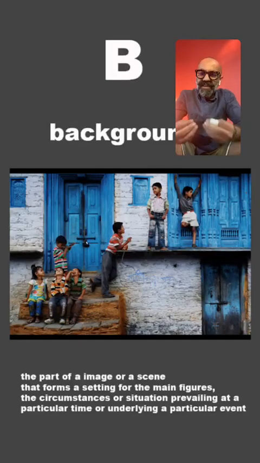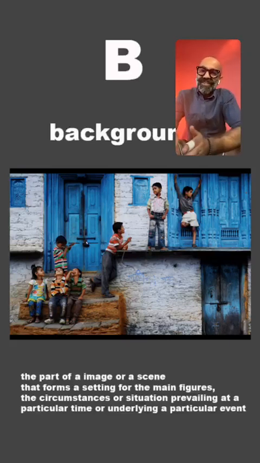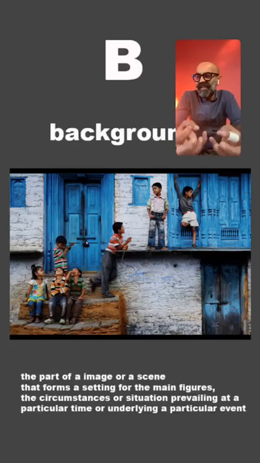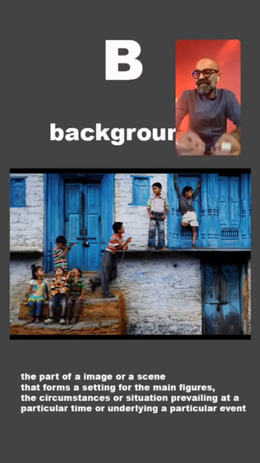Next, very, very crucial. I'm going to be doing it very fast because if it's A to Z, then there are 26 alphabets, and even if I give 2 minutes each, we won't be able to finish it. B is the background. Background is a part of the image or a scene that forms a setting for the main figures, the circumstances or situation prevailing at a particular time or underlying a particular event.